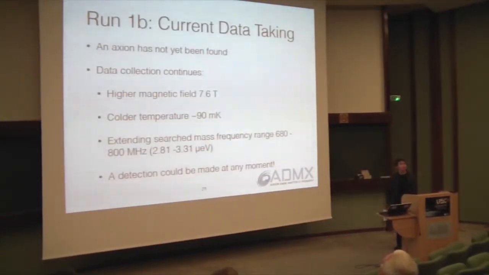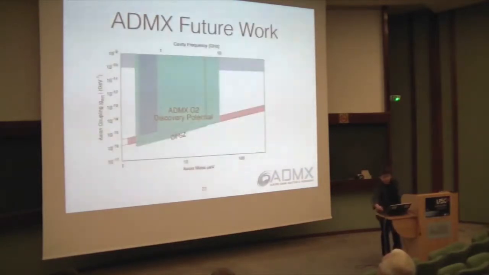However, this also means we didn't find anything, and there's a lot more work to do. But at this very moment, as I speak, we are taking data. So run 1B is in progress. Furthermore, we have a higher magnetic field of 7.6 Tesla. We improved some of the cryogenic infrastructure and are now at 90 millikelvin. And so we'll continue to search now in a slightly higher frequency range of 680 to 800 megahertz. So we may find the axion at any moment, and we will see.